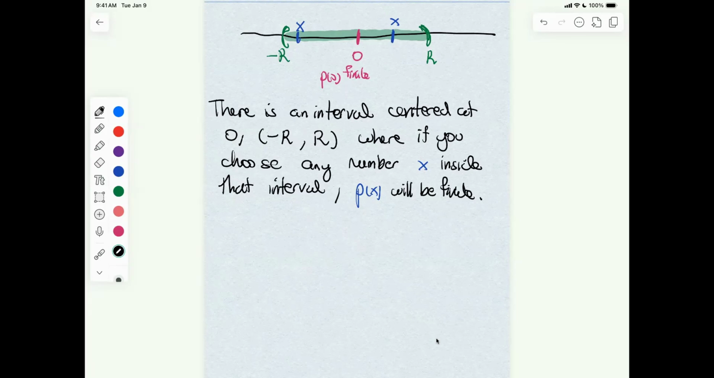Do all solutions where P of X is finite exist in that interval? No, oh right, because in the last one, -1 made it finite. So that's right, at the endpoints, that's why I'm writing it as an open interval. At the endpoints, whether it's finite or not is not decided by this.